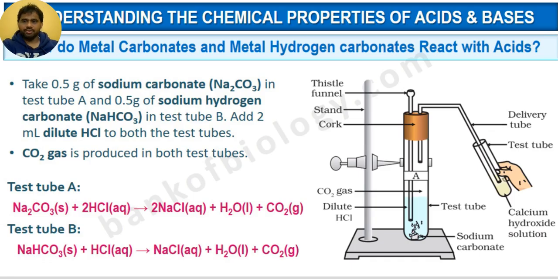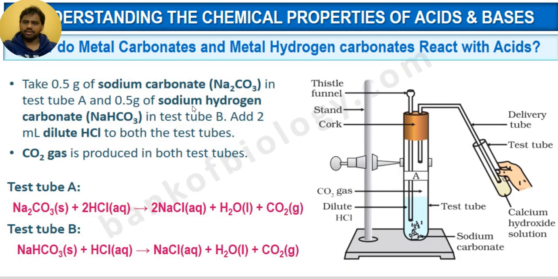Now, let us proceed further and see how metal carbonates and metal hydrogen carbonates react with acids. For this, again, we need a stand, a cork, a thistle funnel, and we put in sodium carbonate, because it's a metal carbonate, and we want to determine how it reacts with a strong acid such as HCl, hydrochloric acid. So Na2CO3 plus 2HCl yields salt, 2NaCl plus H2O, and CO2 gas is released. So in this process, CO2 gas is released.